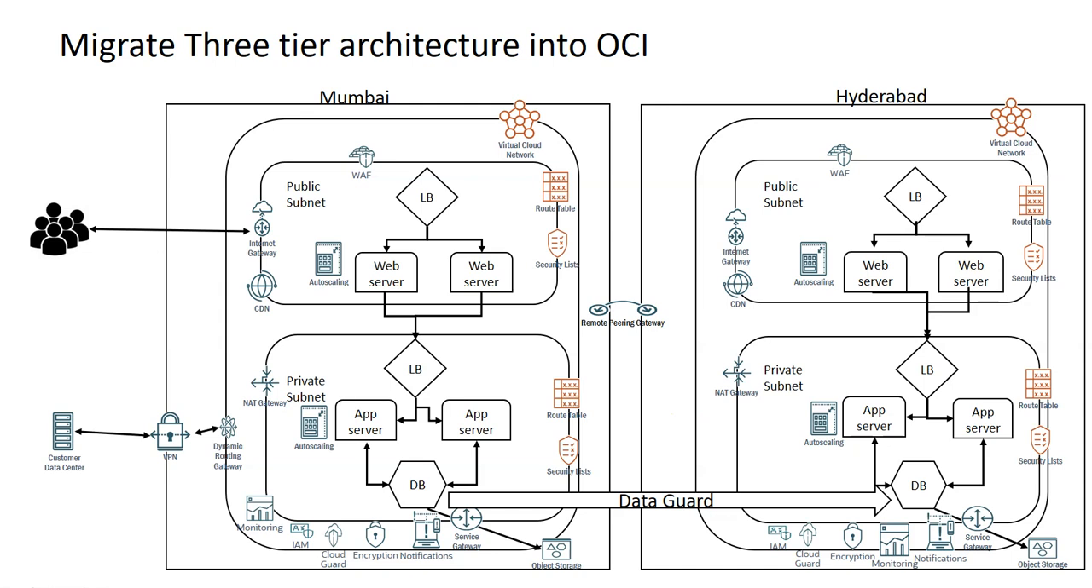And also we'll define the budget to say how much consumption we expect for the particular environment. In case the consumption reaches the threshold limit, we'll get notified. And also we can create a lot of custom monitoring metrics to identify and monitor our environment.